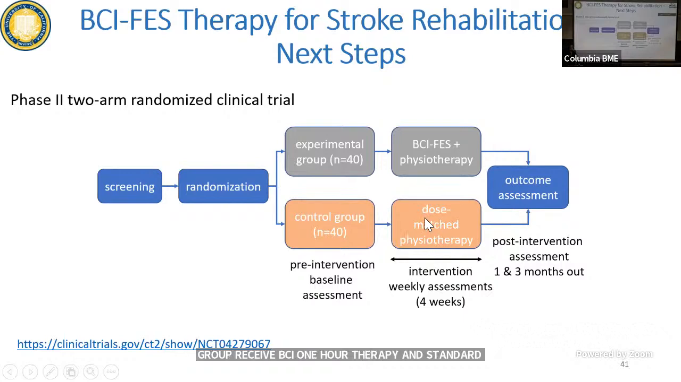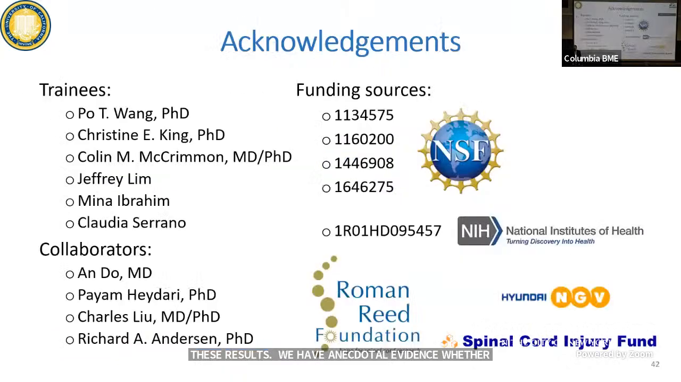So this is called dose matching, right? And then this intervention will last 4 weeks, and then there will be outcome assessment post-intervention, but also 1 and 3 months out. I should mention that this is blinded, so the assessors are blinded. They don't know whether subjects are coming from the experimental or control group. Of course, subjects cannot be blinded, because they can clearly see whether they're wearing EEG or not. So it's not a double blind, that's not possible. That's why we're not supposed to tamper with these results. We just have some anecdotal evidence whether this works or not, but formal proof we'll have to wait until the trial is finished.